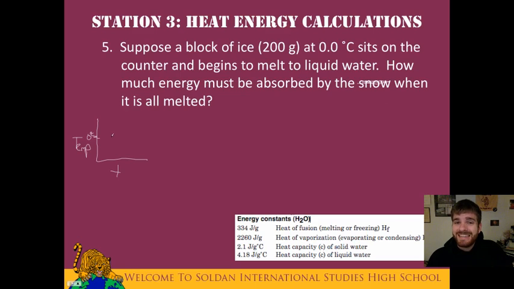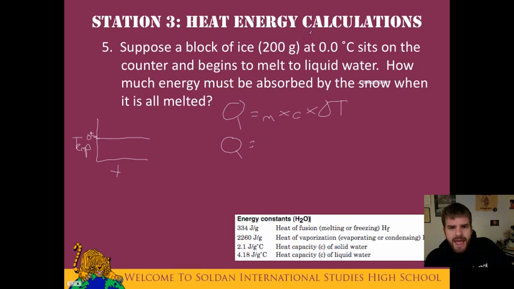Now it's melting, and when there's a phase change, the temperature doesn't change because the energy is being stored as phase energy. So we've got a plateau here. I think we're going to use this equation. Q, we don't know. M is 200 grams times C.